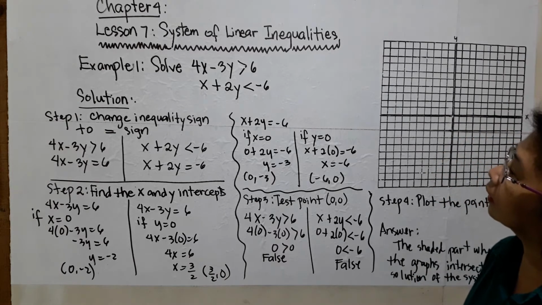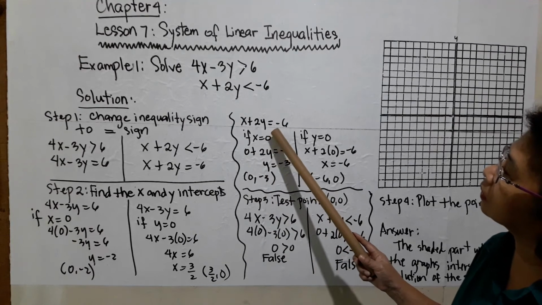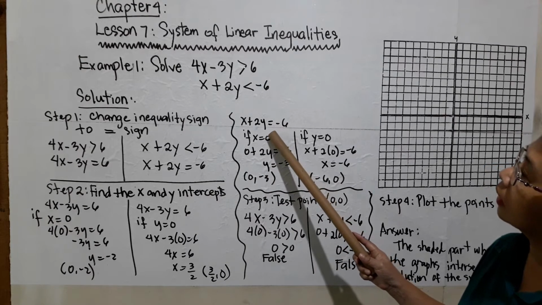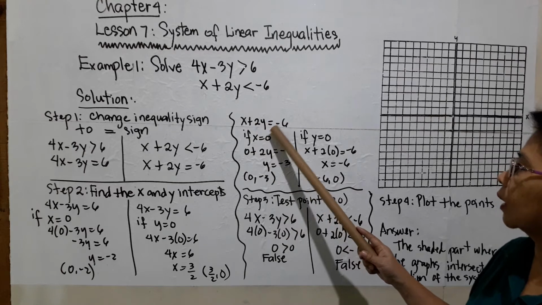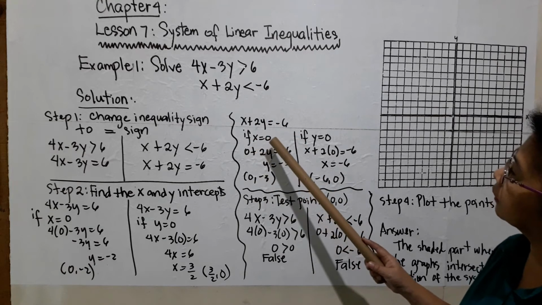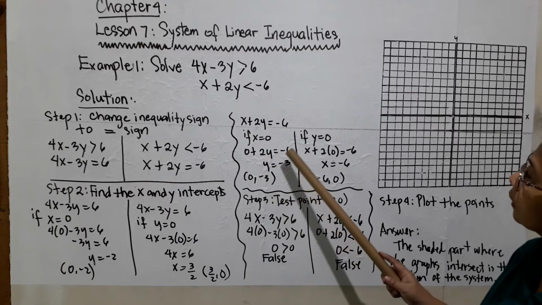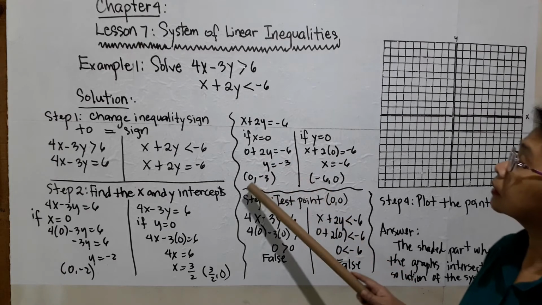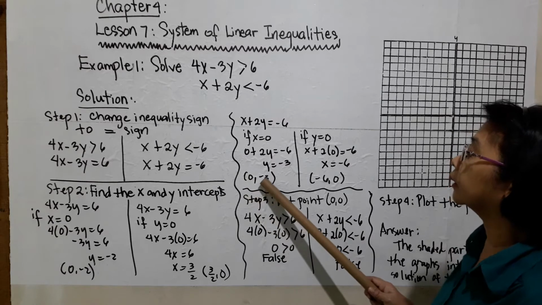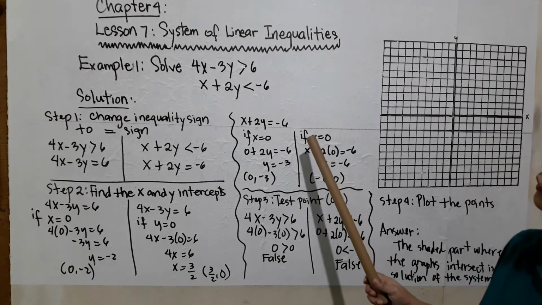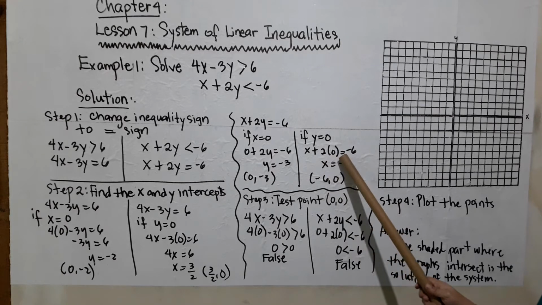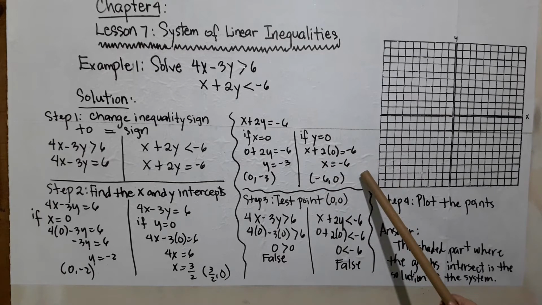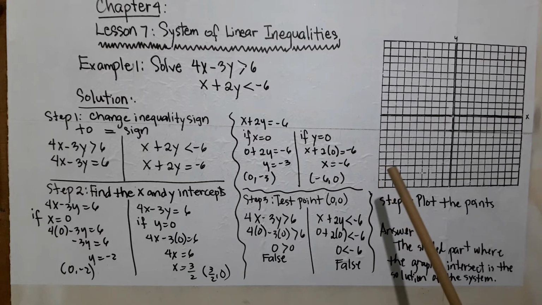For the second inequality, which I changed the sign to equal sign, we have now x plus 2y equals minus 6. If x is 0, so 2y equals negative 6, y is negative 3. So the y-intercept is 0, negative 3. If y is 0, we have to replace y with 0. So therefore x is negative 6. This is now the x-intercept of the second inequality.